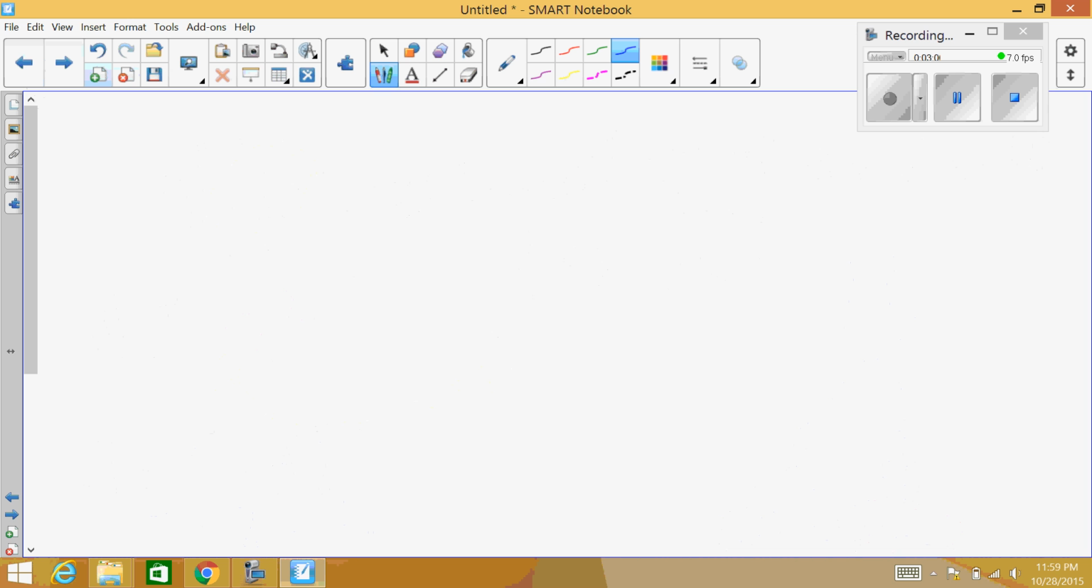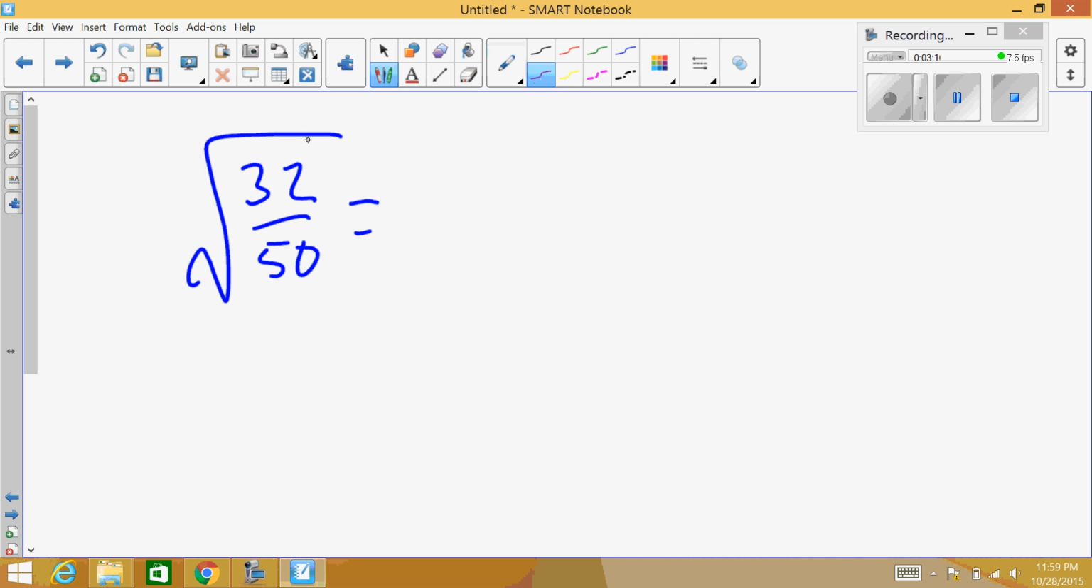Oops, wrong slide. What if I had the square root of a fraction? 32 over 50. Well, first thing I would want to do is I would want to try to simplify the value underneath the square root symbol, inside of that radical. Square root symbol is actually called a radical. Let's write that down.